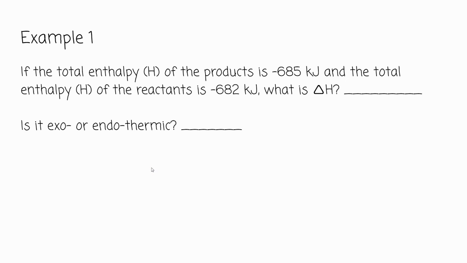So here's your example. Example number 1 says that the total enthalpy of the products is negative 685 kilojoules and the total enthalpy of the reactants is negative 682 kilojoules. What is delta H? And then it's also asking you, is it exo or is it endothermic? All right. So first we need to calculate delta H. Well, how do we do that? Well, delta H is the products minus the reactants. So we read our problem again.